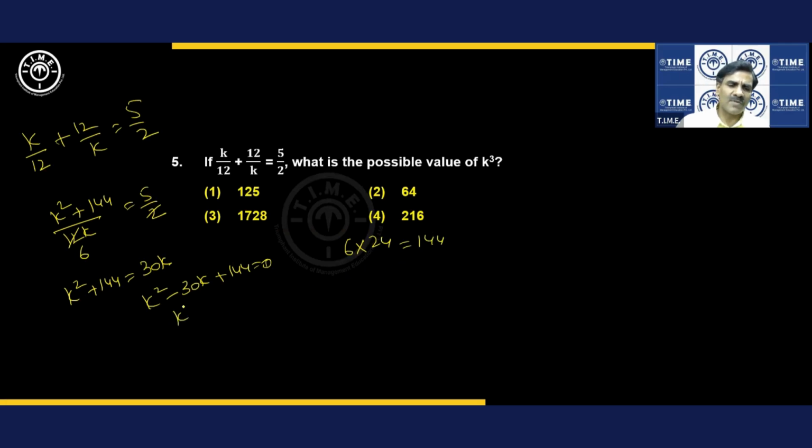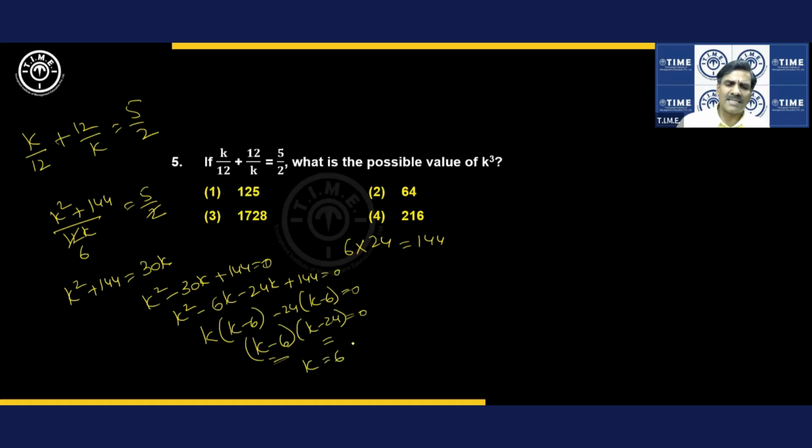So in other words, we can further write this as k square minus 6k minus 24k plus 144 is equal to 0. Taking k common, it will be k minus 6, minus 24 common, k minus 6 is equal to 0. Taking k minus 6 common, it will be (k minus 6) times (k minus 24) is equal to 0. So the product of two numbers is 0 means either of them is 0. If the first one is 0, k minus 6 is 0 means k is 6. k minus 24, if it is 0, k is 24.